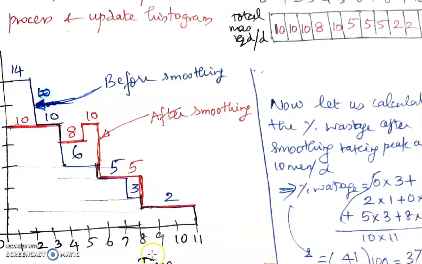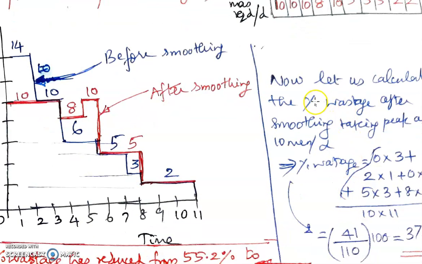Now let us calculate to find out how much improvement has happened, or how much the percentage wastage has reduced from the previous before-smoothing graph. We will calculate once again the percentage wastage for this revised shifting. Okay, so that is what is shown here. So let us calculate the percentage wastage after smoothing, taking the peak as 10 men per day. Now the peak is 10 men, so let us take that as the reference.